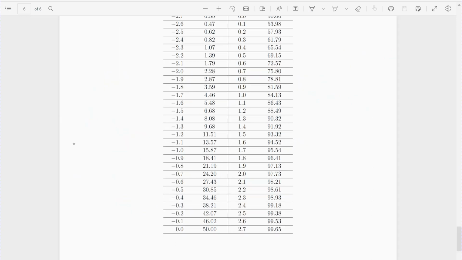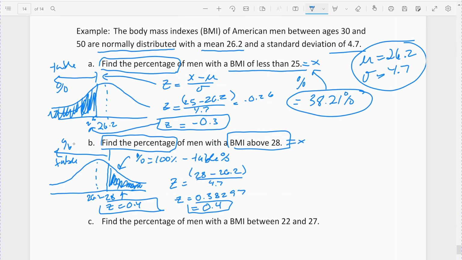So I go to my table, I look up positive 0.4, which comes out to be 65.54. 65.54 is the table value, which is this region. That's not the region I want. I want the region left over here, and so I'm going to have to take 100 less than 65.54.